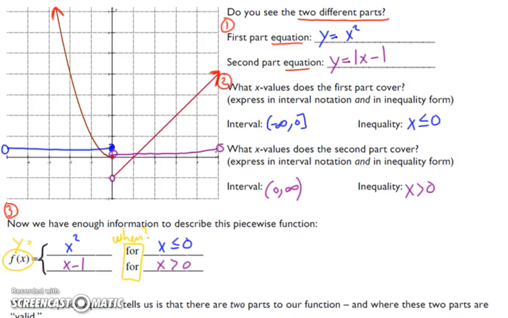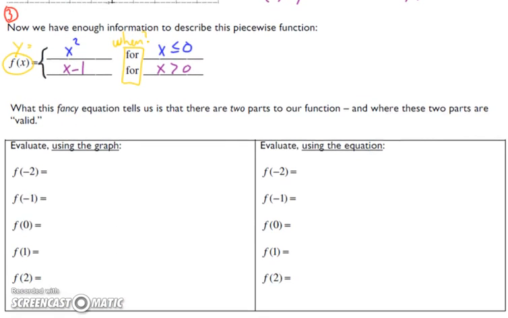Hopefully you're still with me. If not, you can stop, you can back up, you can hear me explain it again. Okay. So this equation tells us that there are two parts to our function. First part up here, second part here, right? Two parts. And I want to know where those two parts are valid. In other words, the domain for each of those parts. So when I plug in a value, which part am I plugging it into? I need to know those x values in order to know that.